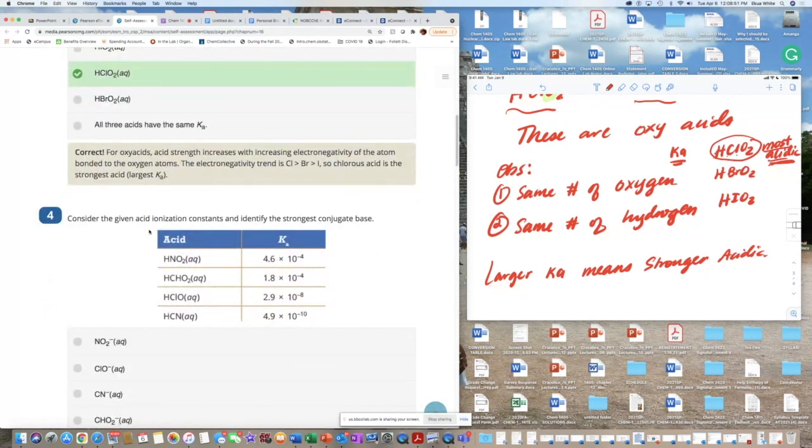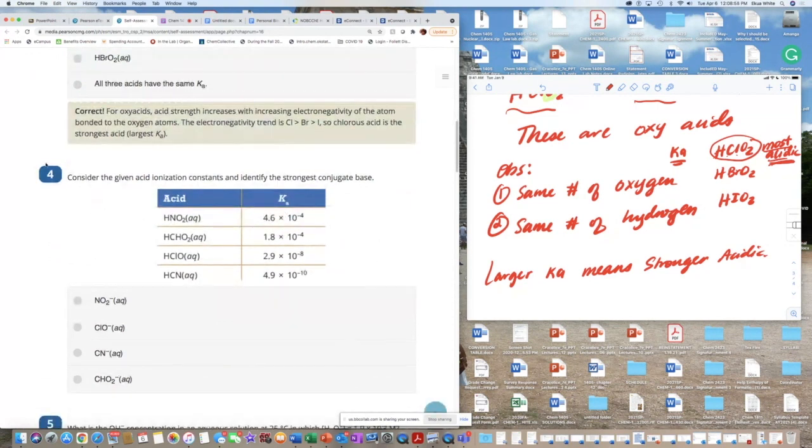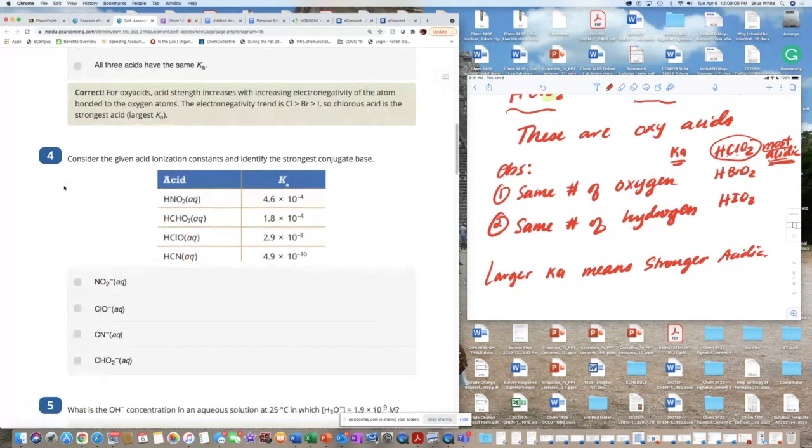Okay. And so let's see, identify the strongest conjugate base. With this number 4, I didn't go into this other detail because normally I don't cover this part on campus just because of time. And so I will skip over this for right now.